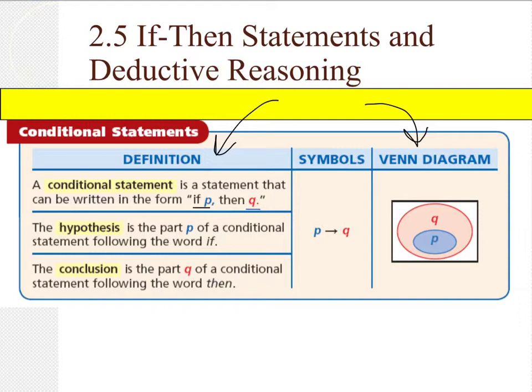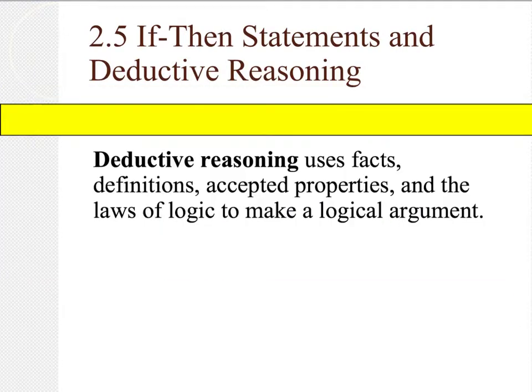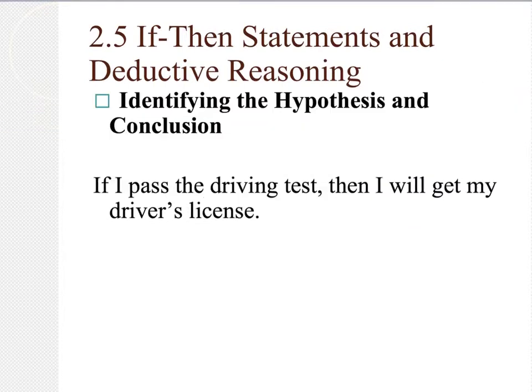All right, so let's look at some. After this, deductive reasoning. Please write deductive reasoning down as well. Deductive reasoning uses facts, definitions, accepted properties, and the laws of logic to make a logical argument. So you are going to be using deductive reasoning to prove something correct by making an argument that something is true or not true. And we are going to be putting them in if-then statements.